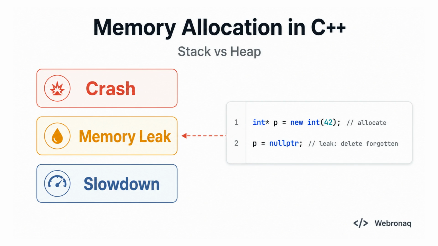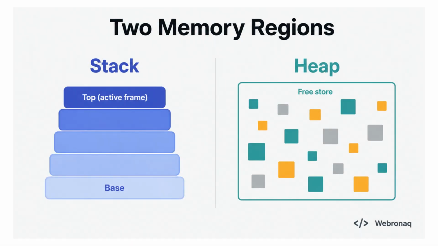In this video, we are going to break it down clearly and simply, starting with the two memory regions your program actually uses. Alright, let us get a clear picture of what we are working with. When your C++ program runs, the operating system gives it two main memory regions to work in. The first is the stack.